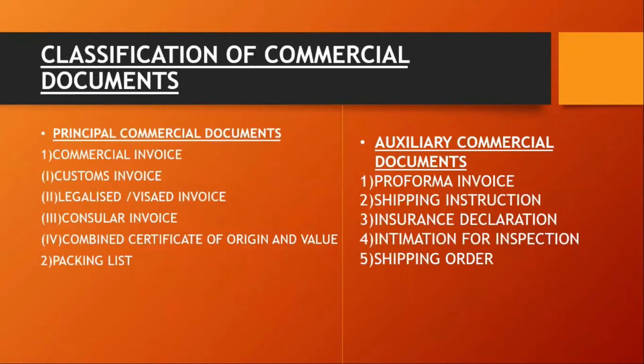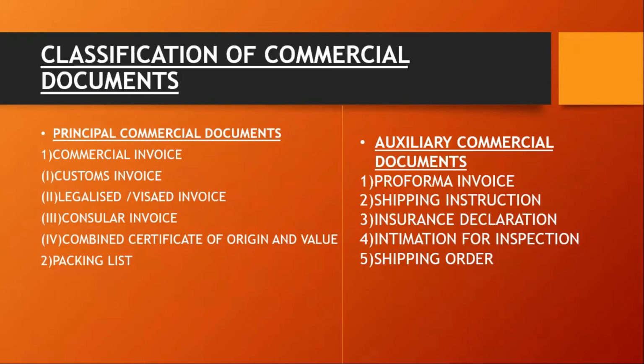Coming on to the next, we have classification of commercial documents. Commercial documents can be classified into two categories: principal commercial documents and auxiliary commercial documents. There are a number of documents in each head. First, we will be discussing what are principal commercial documents.